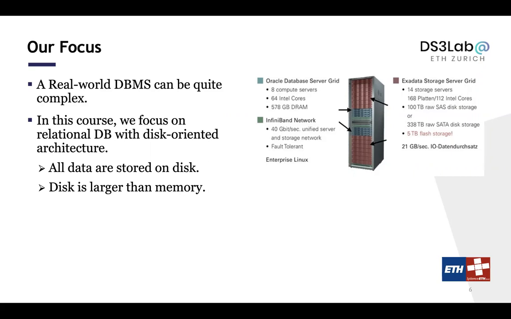First, all of our data is stored on disk. Second, we assume disk is much larger than main memory. And then we assume reading from disk is much slower than reading from memory. We are only going to talk about three different players: your CPU, your DRAM, and your hard drive, and that's it. We are not going to talk about SSD, or even more advanced things like NVMe, and we are not talking about distributed databases. We are talking about a very simple hardware infrastructure.